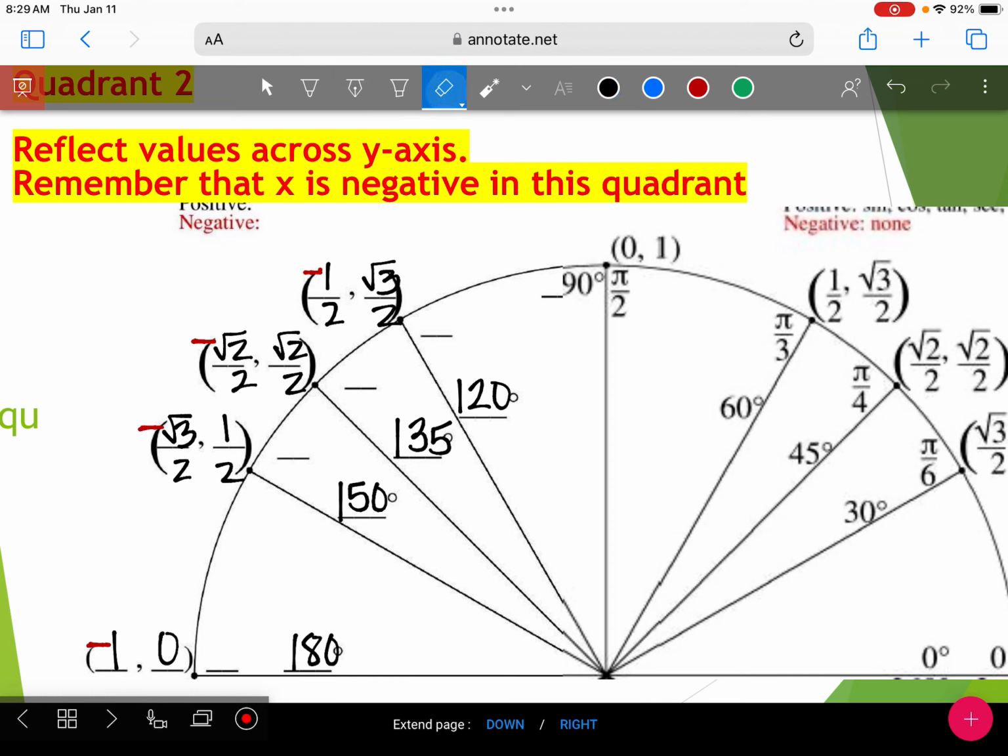Okay, so in radians, this is 2 pi over 3. And then this is 3 pi over 4. And this is 5 pi over 6. And this is pi. And that is quadrant 2.